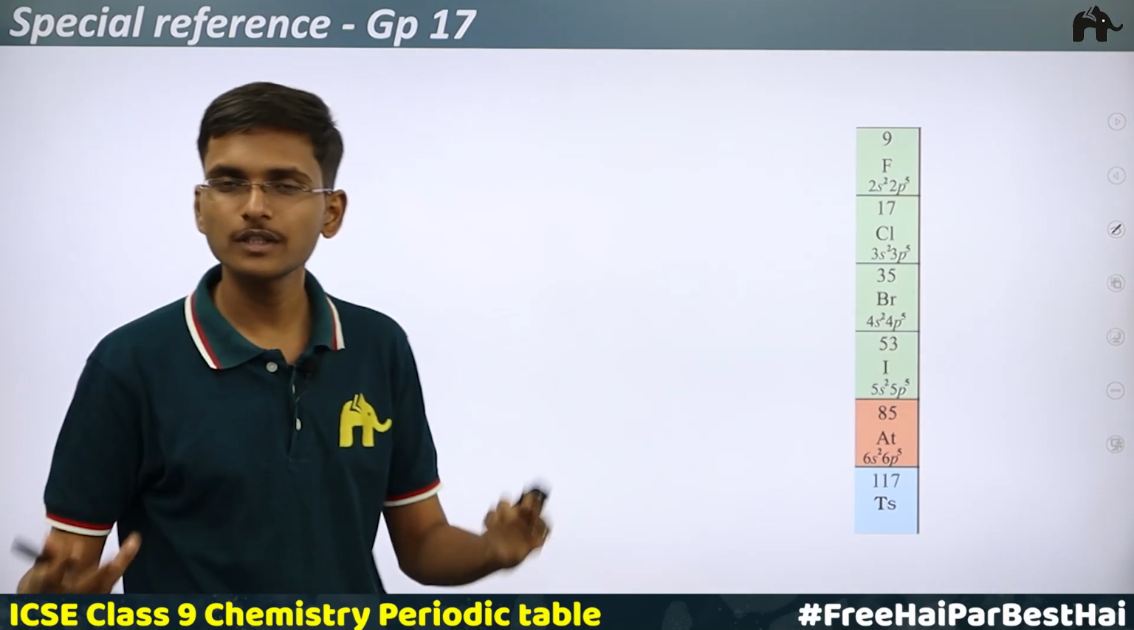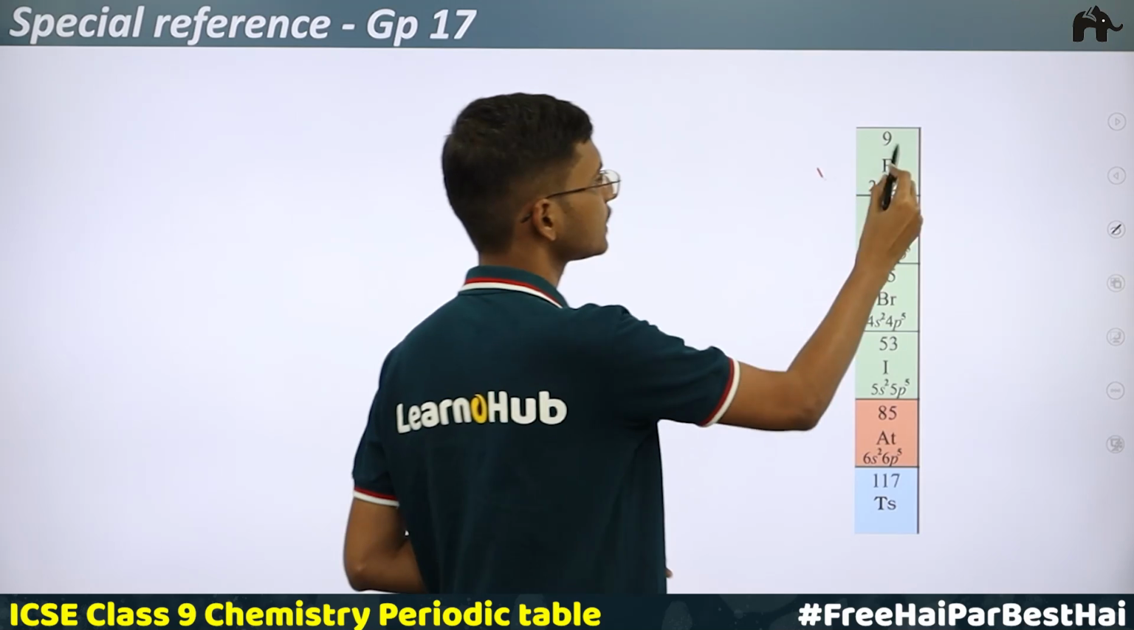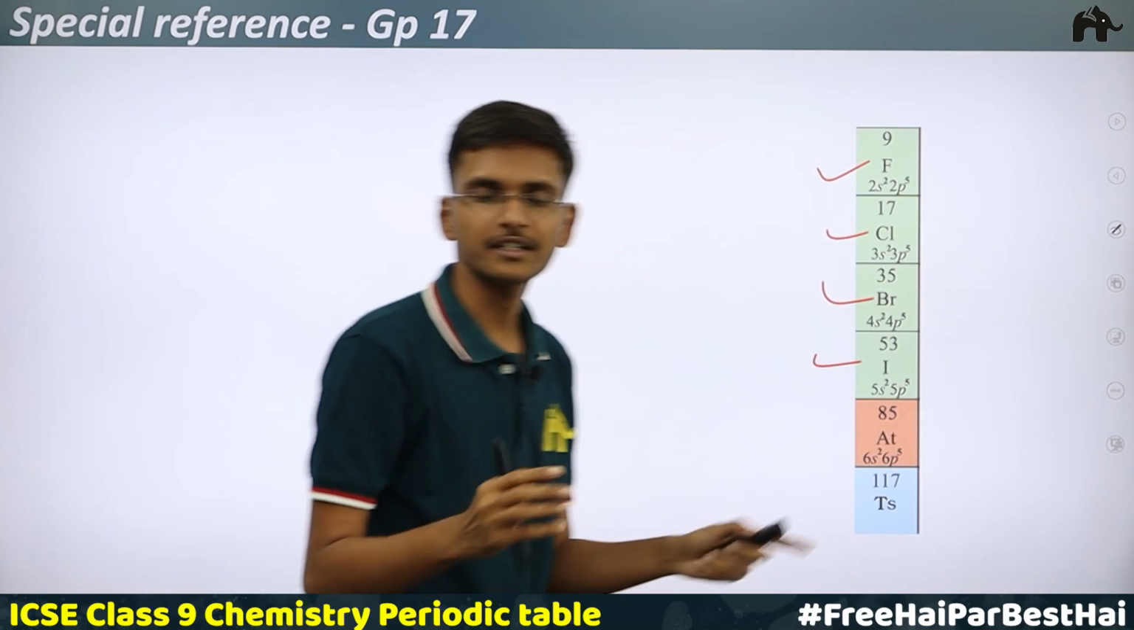Moving ahead to the next group, group 17. Let's remember the names of the elements of group 17: fluorine, chlorine, bromine, iodine, and then astatine and tennessine.